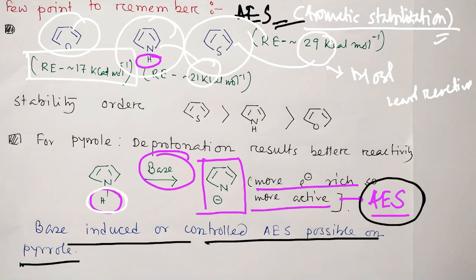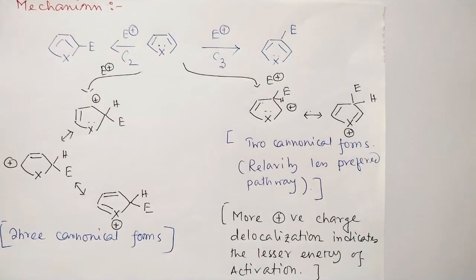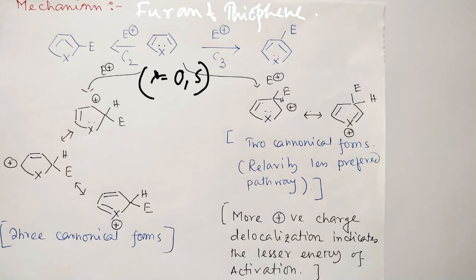Okay, let's go to the mechanism part. See, mechanism, this is general but mainly focused on furan and thiophene. So what do I mean? In this case, X is equal to either oxygen or sulfur. So C2 substitution means this is actually the C2 position. So C2 substitution means substitution at this position.